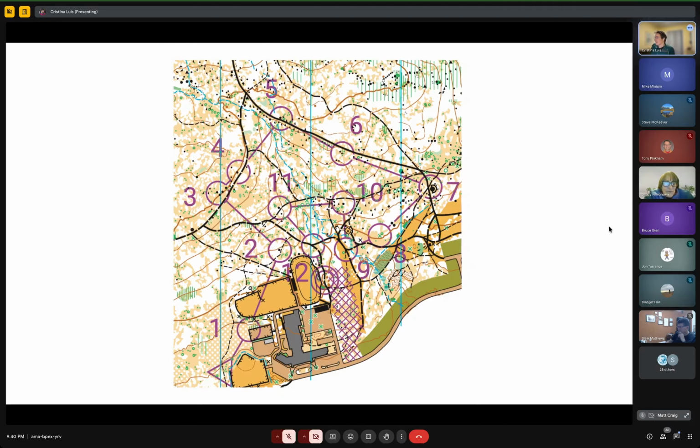The course setter isn't here, and the course consultant is out doing a training with kids, as far as I know. So we can't hear from them about their rationale for some of these controls. But yeah, 1 to 2 seems rough for the beginning of the course.